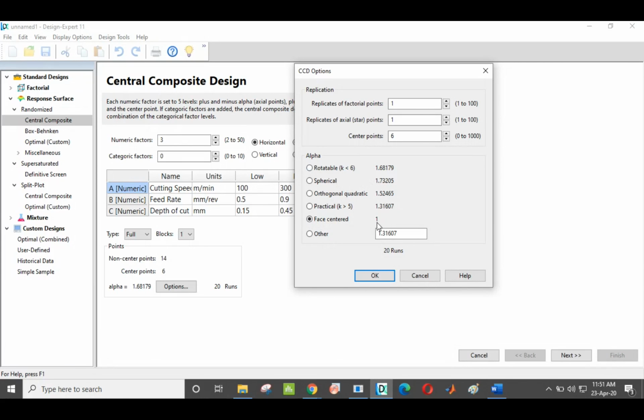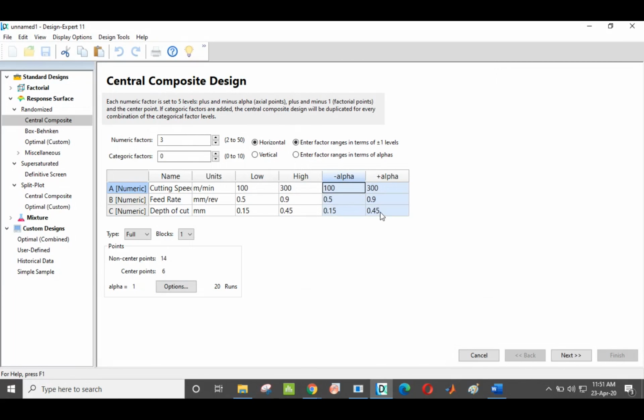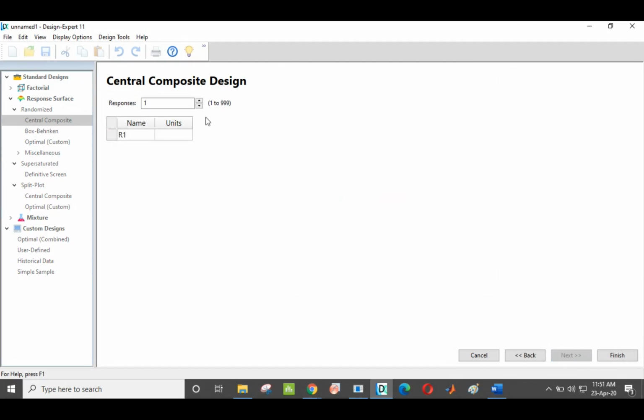Click. So alpha value is 1. If I give OK, then here you will see that the lower and higher range that I have selected was taken by the system. So that is the face-centered central composite design. So alpha value is 1, non-center points 14, center points 6. So total run is 20. Next, how many responses now? 3 responses.